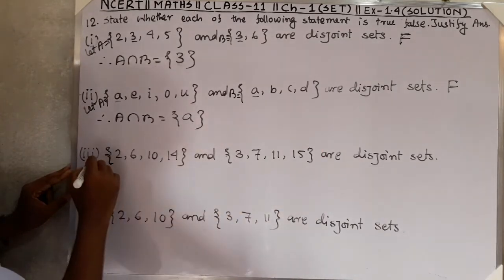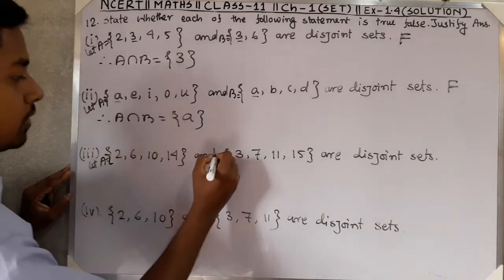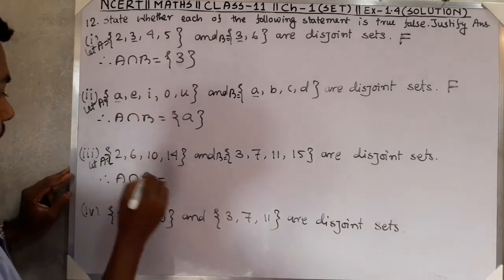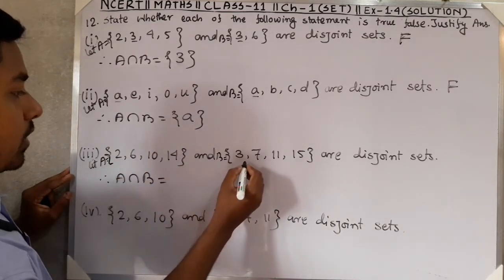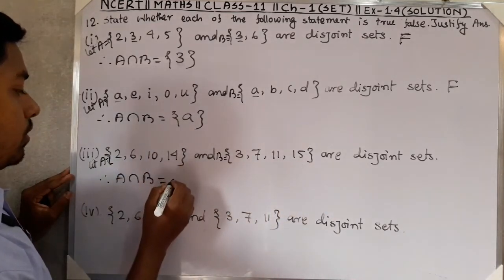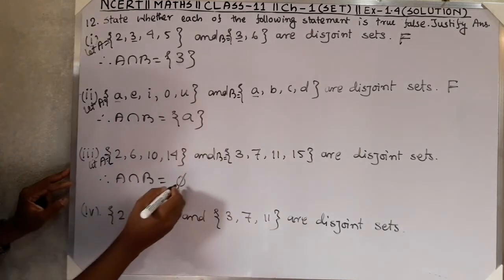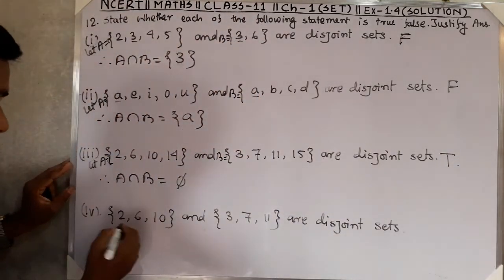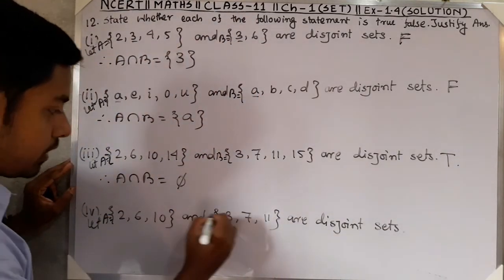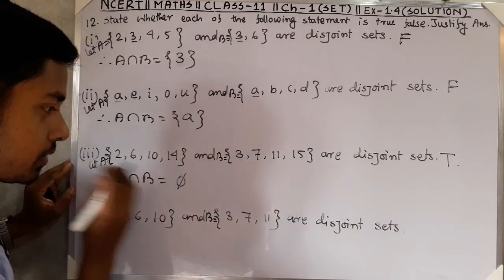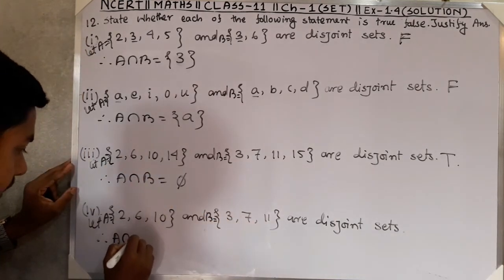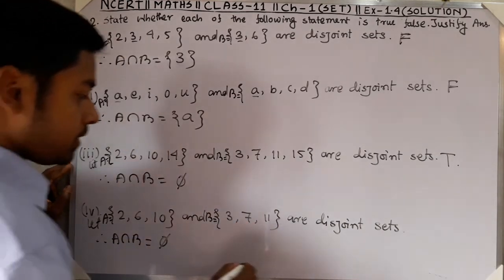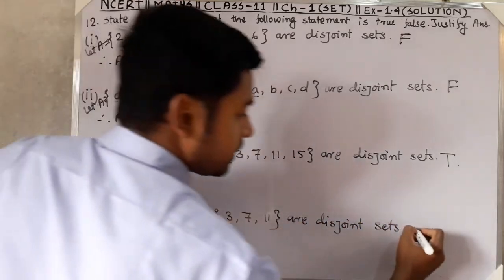These are disjoint. Let A be this one, B be this one. So A intersection B is equal to what? Is there any common element? 2, 6, 10, 14, 3, 7, 11? No. So it is empty. A intersection B is empty. That means these are disjoint sets. True. Now let A be this one, B be this one. A intersection B, 2, 6, 10 and 3, 7, 11, is empty. No common elements. So these are disjoint sets.